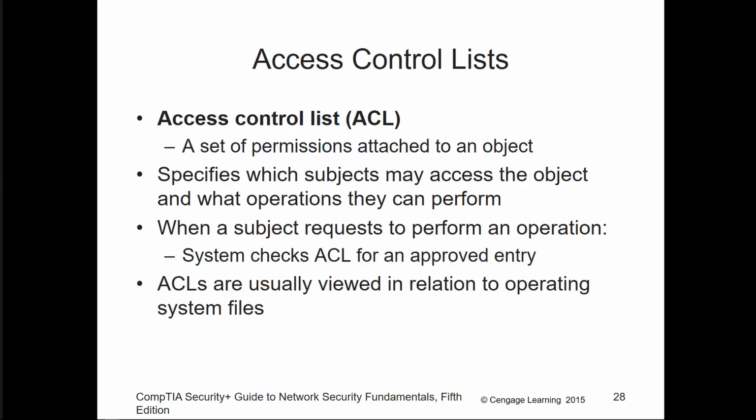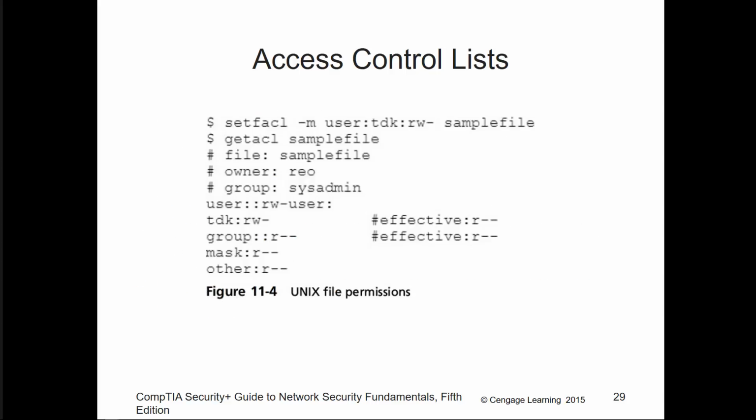An access control list is a set of permissions for an object. Basically, it tells you what you can and can't do. When you go to request access to an object, the object will verify with its ACL that you, the subject, have the appropriate permissions to do what you're wanting to do. Here's an example of an access control list. What you're allowed: read, write, execute, or read and write, or read. And again, this is an example of Unix file permissions.